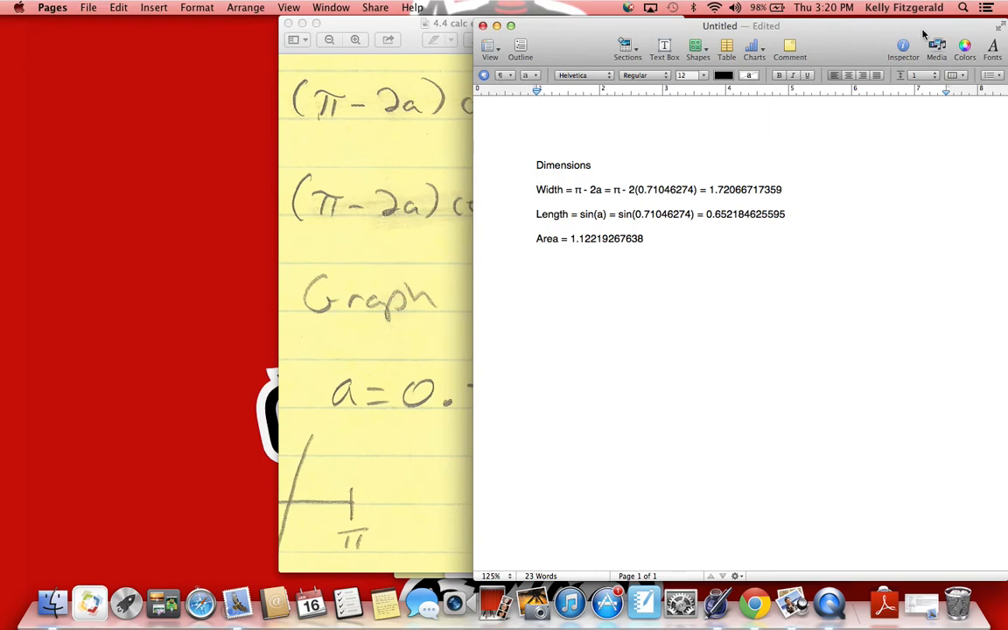Going back to my values, I know that my width was equal to pi minus 2A. I found A to be that value. There is my width. My length is the sine of A. Took the sine of that value. There's my length or height. Rectangle, width times length times height, however you want to describe it. There is my area. That will be the maximum area I can fit. Now that's not a lot of area, but remember, the sine wave only goes up to 1 as a height, so that's pretty squeezed. So there is example 2.